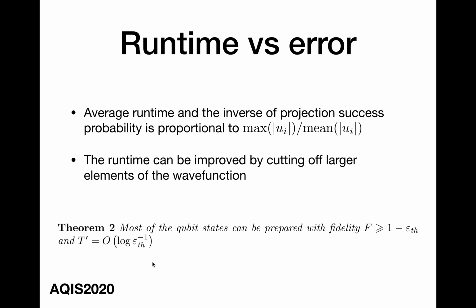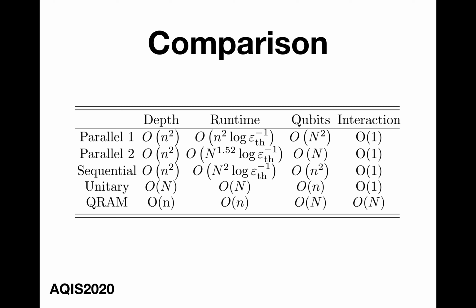And to conclude, we summarize the comparison of our protocols and existing methods with unitaries or QRAMs. So all of our variants of the algorithms have small circuit depths, but the runtime and the required ancillary qubits vary depending on whether we prepare the states in a parallel or sequential way. And we only need local unitaries and local measurements. And this is the advantage compared to the QRAM methods.